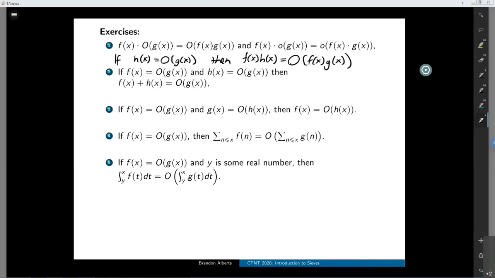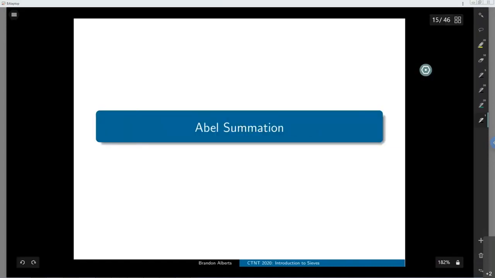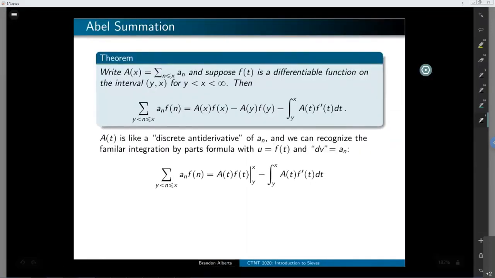Okay. Let's at least start talking about the next section before we finish for today. This next section is about Abel summation. This is a very useful technique for evaluating partial sums. And so I've got this big long theorem on this slide. The idea is if you take a partial sum of some sequence times the values of some differentiable function, then that sum is equal to this expression using integrals, where capital A of x is a partial sum of just the sequence, f of x is the function, here f prime of t is the derivative of that function.